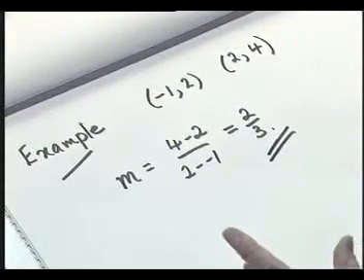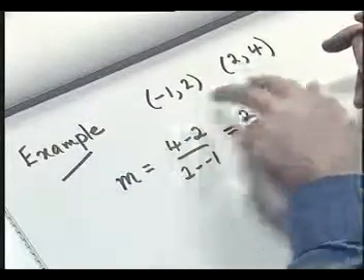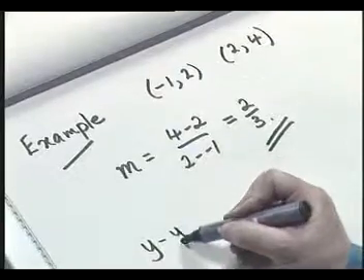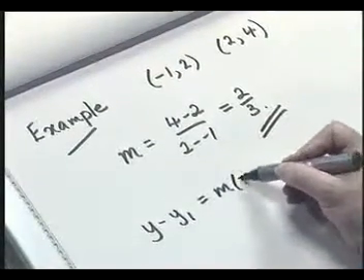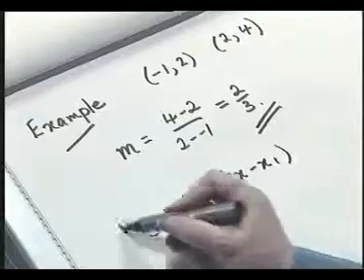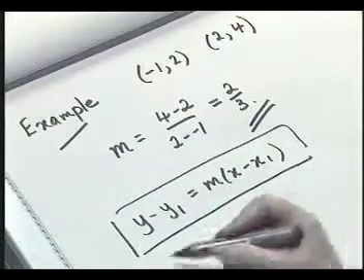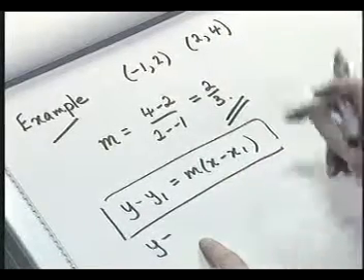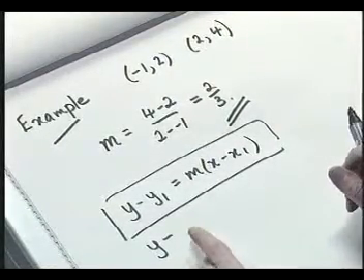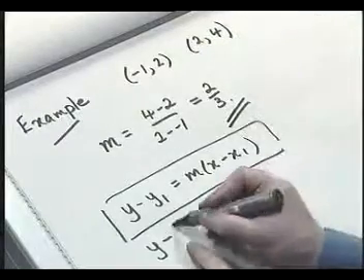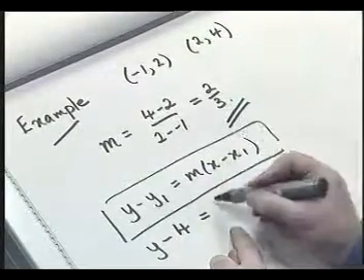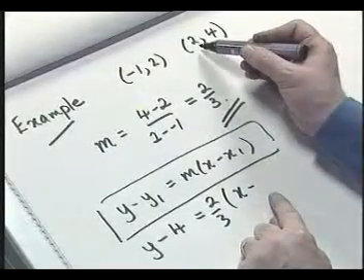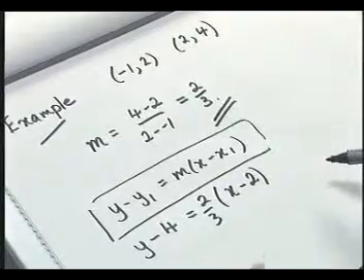Now we know the gradient, and we know at least one point through which the line passes, so we can use the previous formula: y minus y1 is m times x minus x1. So that's the formula we'll use. It doesn't matter which of the 2 points we take. Let's take the point 2, 4. So the y-coordinate is 4, m we've found is 2/3, and x minus the x-coordinate, which is 2. So that's our equation of the line.